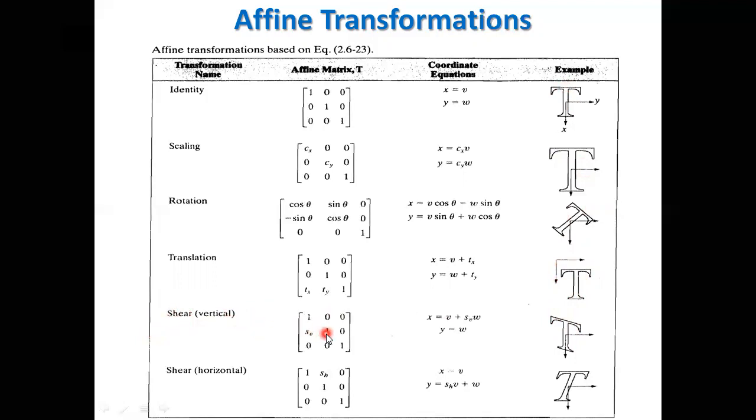For that, we are taking the affine matrix like this. By substituting this affine matrix, these are the coordinate equations. Then T displays like this. Okay. Next, shear horizontal. This is the affine matrix we are taking as T. By substituting, you are getting the coordinate equations, and T displays like this.